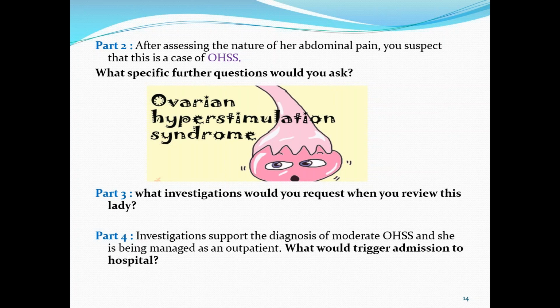Also, if she has any swelling in her legs, or any pain in her legs, that is also a red flag, and she has to immediately report. Any other indication for inpatient admission? Okay, would you like to add anything?